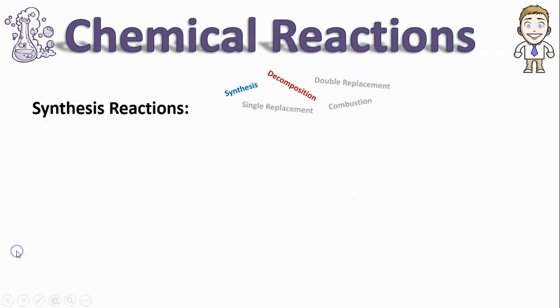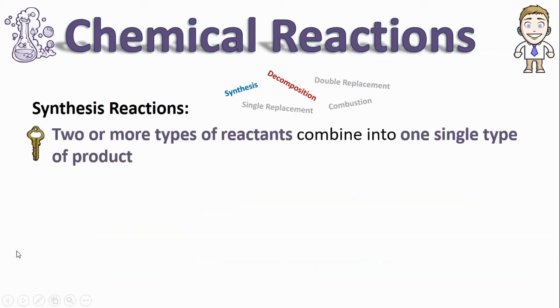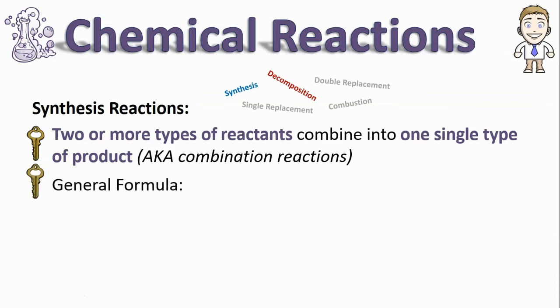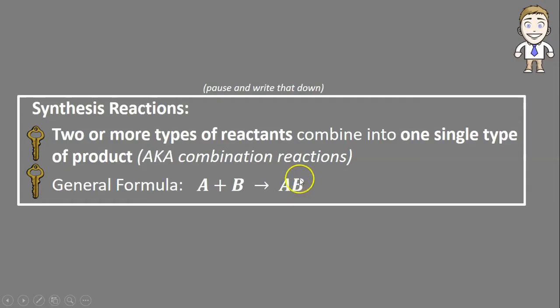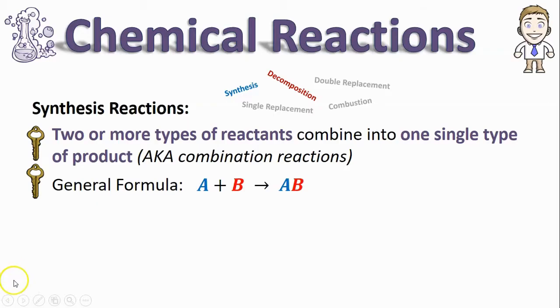In synthesis reactions, we have 2 or more types of reactants that combine into one single type of product. Sometimes these are called combination reactions, and in general they look like this. You'll have an A plus a B, 2 separate reactants that combine into one type of product. Those A and B are now attached as one brand new product substance.